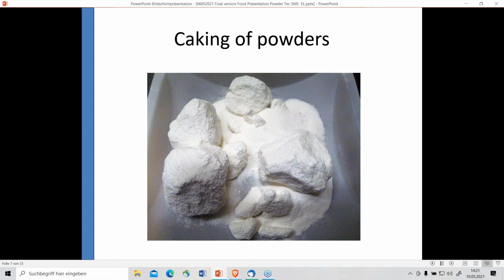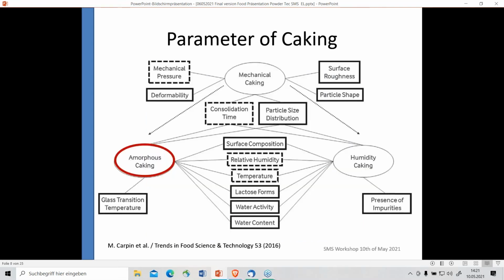And if you are looking in the literature, you will find that caking is also a problem in different parameters. So our short talk will be just a flashlight on the amorphous caking and the glass transition temperature. And as we will see later, there is humidity caking, and you will also see mechanical caking, and everything interferes with everything. So that's the main big problem in this field.